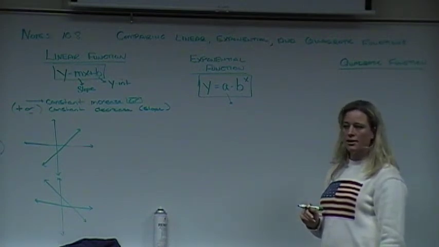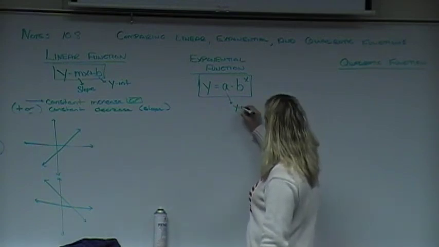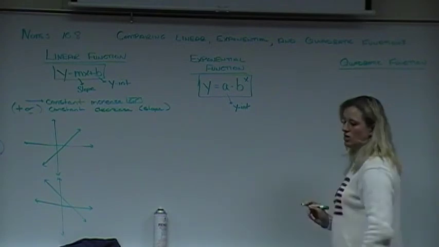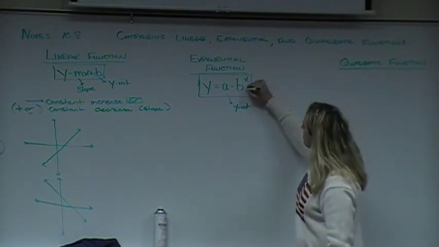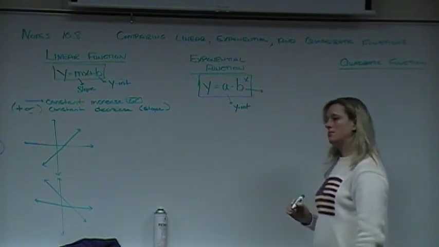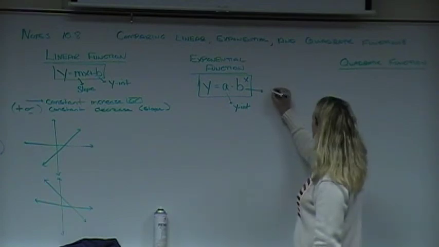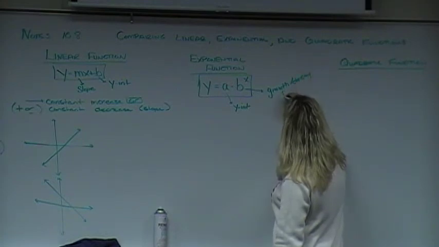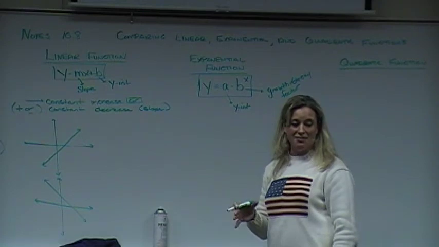A was our y-intercept, right. This was our y-intercept in an exponential function, not an m. The a in this function was our y-intercept. Now, do we remember what b was? B was our growth or our decay factor. Good. It's been a while, but depending on what b was, we knew whether it was a growth or decay.